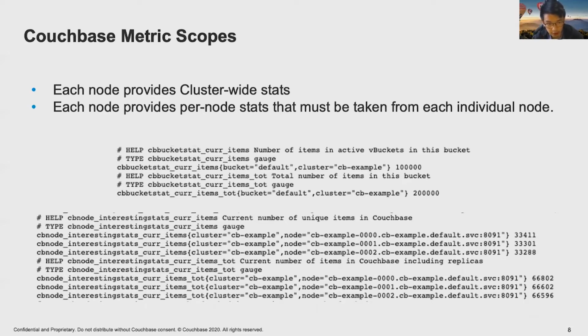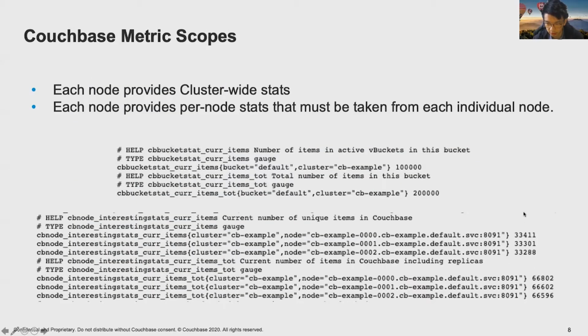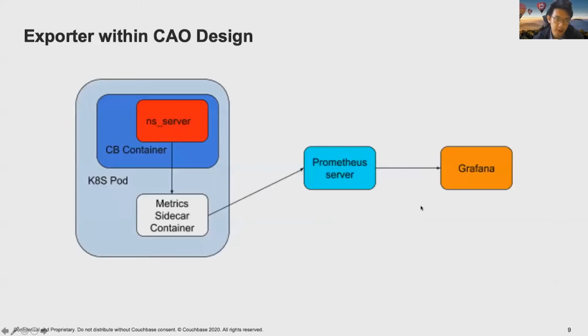So here we have an example of cluster-wide statistics in the top picture, and in the bottom picture you can see that we have node labels for each of these stats. As you can see, they vary from each different node, so the number of current items on each one. And then in total, you can see at the bottom here that current items total has more or less doubled because of the replicas. So the exporter itself was a requirement for Autonomous Operator.